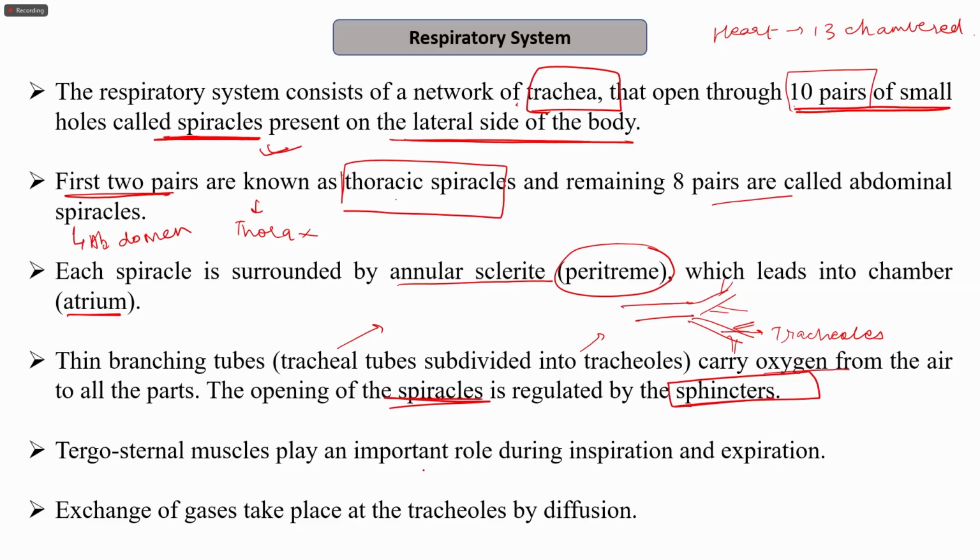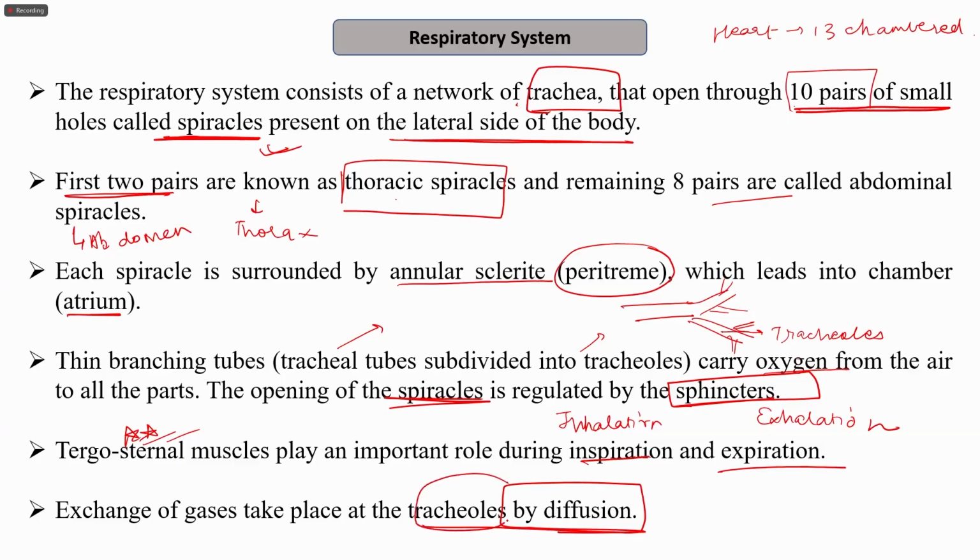Tergosternal muscles play an important role during inhalation and exhalation of air. The exchange of gases takes place by the process of diffusion. Just like in the alveoli, where diffusion happens during the exchange of gases, similarly in cockroaches it takes place at the tracheoles by diffusion.